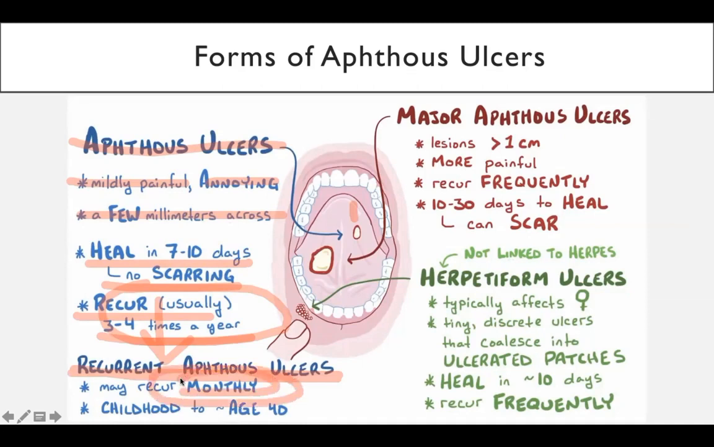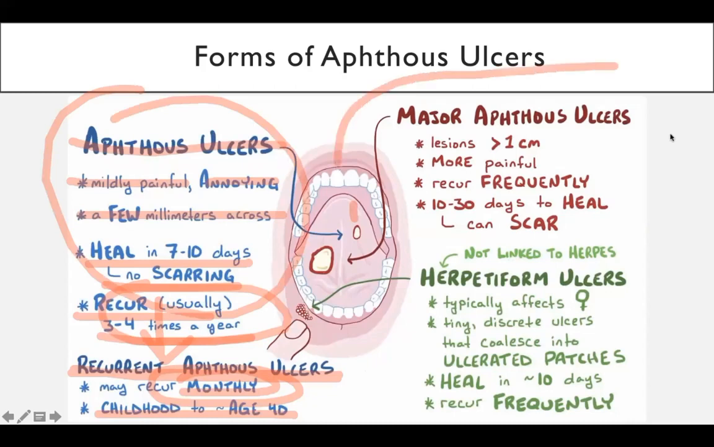Recurrent aphthous ulcer, at the extreme, may occur monthly or multiple times in a month, and the age range is from childhood to age 40. Now from the minor side, how the major is distinguished: they are more than 1 centimeter, more painful, more frequently occurring, and they self-heal in 10 to 30 days. Mostly they take a month, and they do not completely heal because they leave fibrous tissue known as scar.